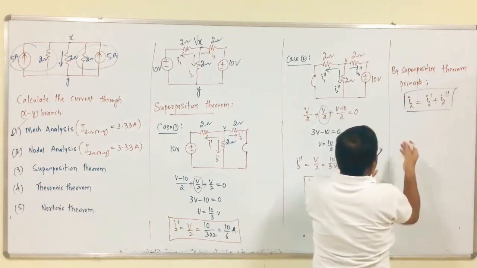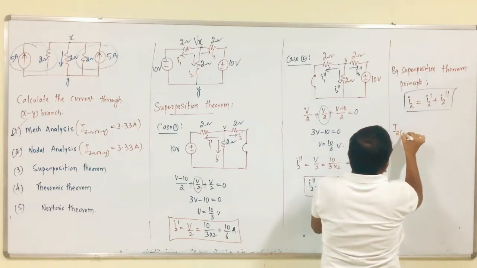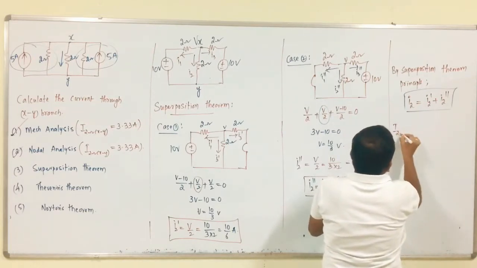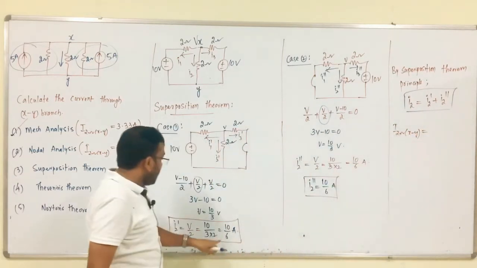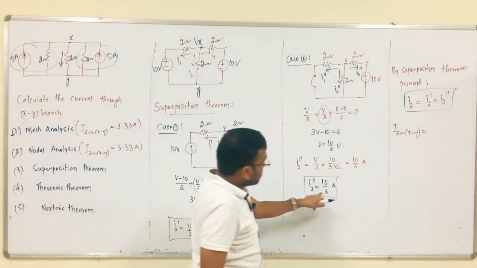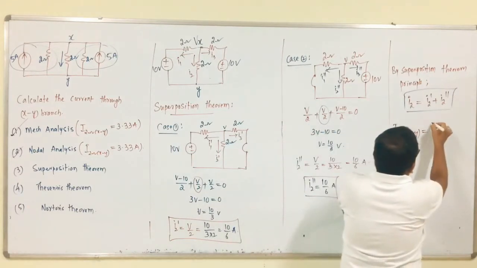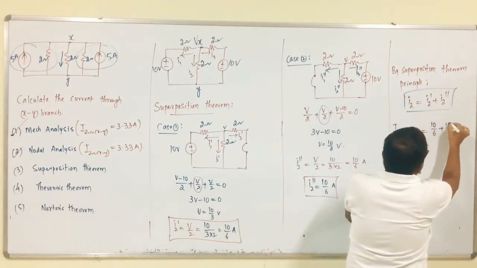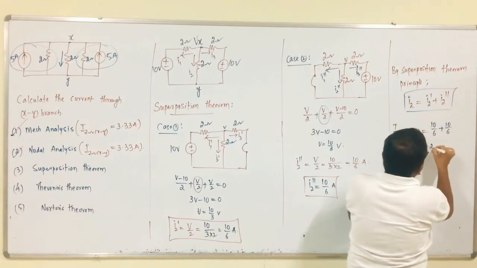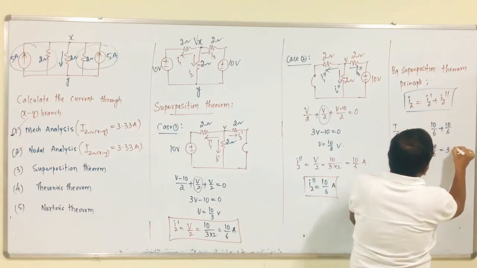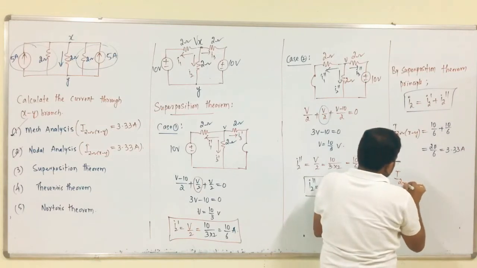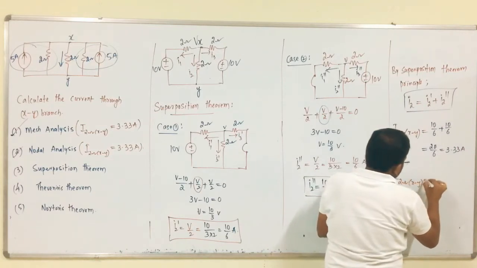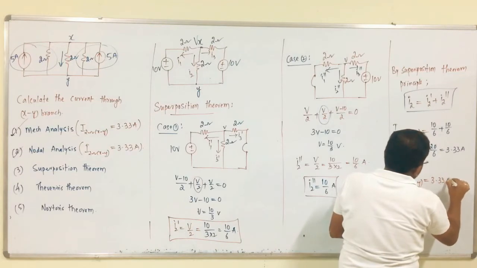So, the current through the 2 ohm XY branch equals what? I2 dash value is 10 by 6 amps, I2 double dash is 10 by 6 amps, that is 10 by 6 plus 10 by 6, which equals 20 by 6, which equals 3.33 amps. Then the current through the 2 ohm branch between X and Y is nothing but 3.33 amps.